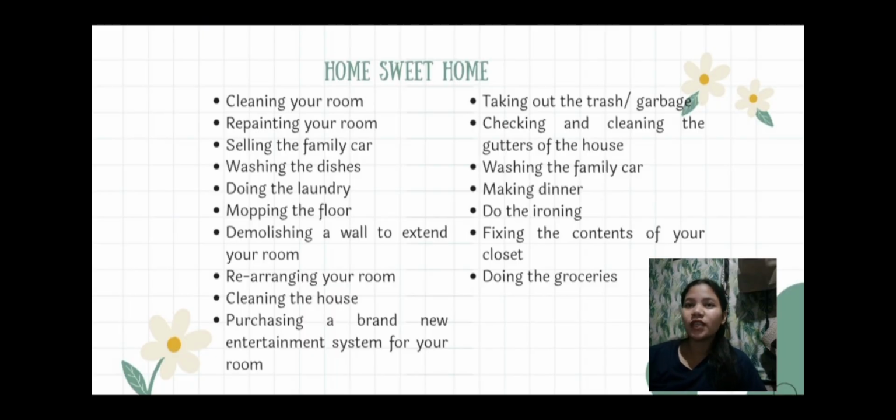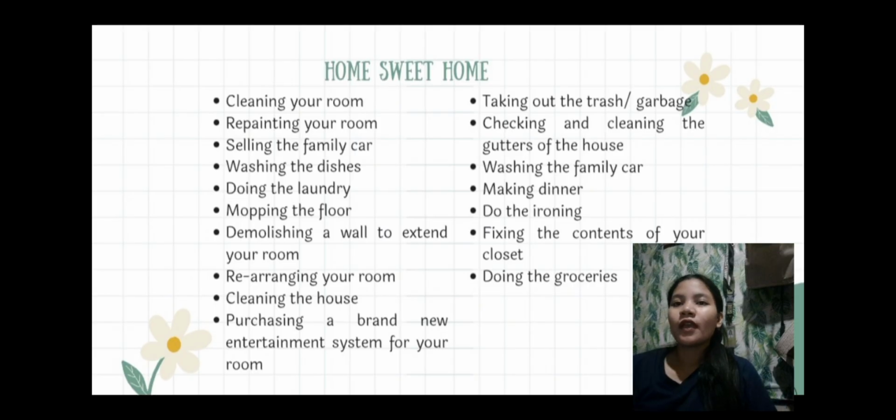Home sweet home. Cleaning your room, repainting your room, selling the family car, washing the dishes, doing the laundry, mopping the floor, demolishing a wall to extend your room, rearranging your room, cleaning the house, purchasing a brand new entertainment system for your room, taking out the trash or garbage, checking and cleaning the gutters of the house, washing the family car, making dinner, doing the ironing, fixing the contents of your closet, and last is doing the groceries.